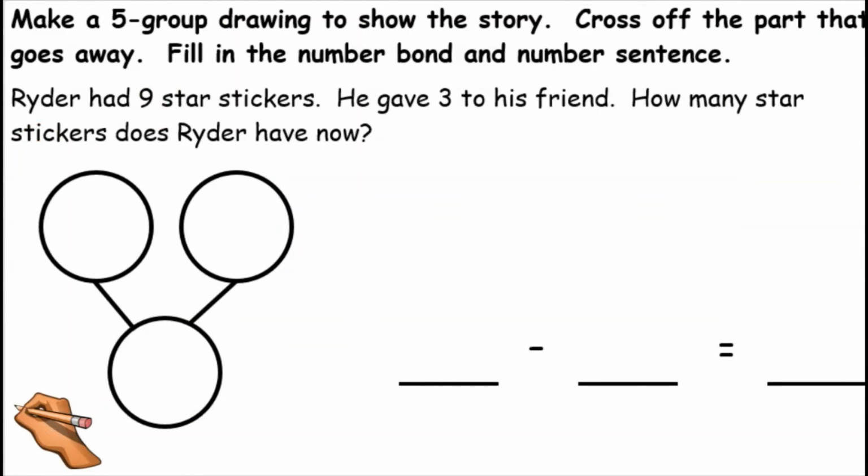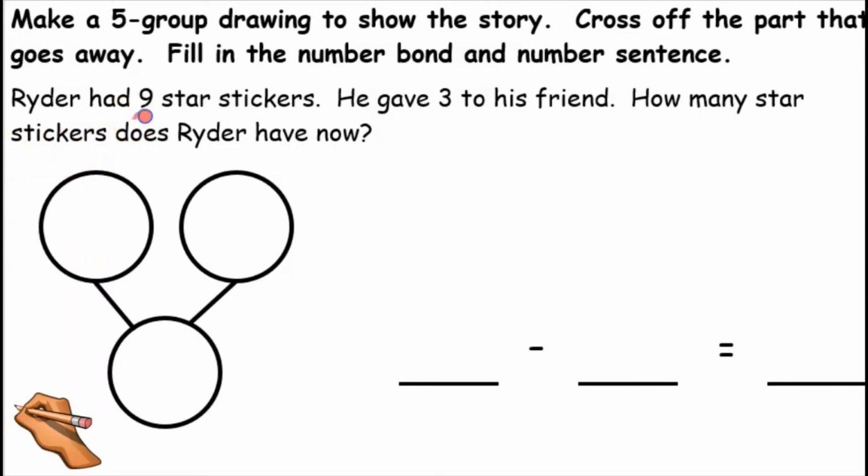Okay, here's another story. We're going to make a 5 group drawing to show the story, then cross out the part that goes away, and then fill in the number bond. Ryder had 9 star stickers. He gave 3 to his friend. How many star stickers does Ryder have now? Your teacher's going to pause the video. You guys are going to make a 5 group drawing to show the story, cross out the part that goes away, and then complete the number bond and number sentence.